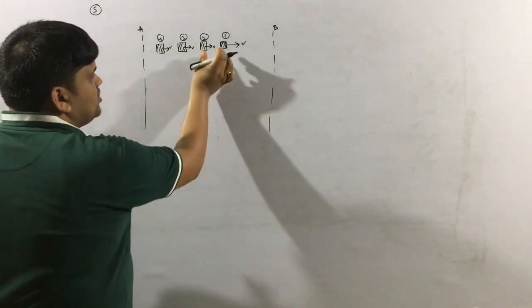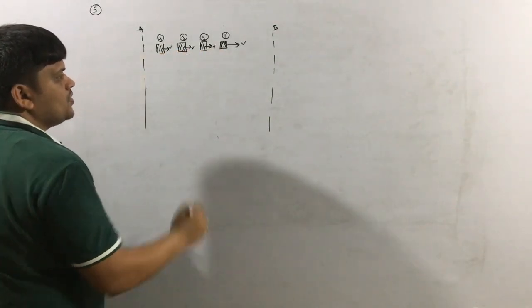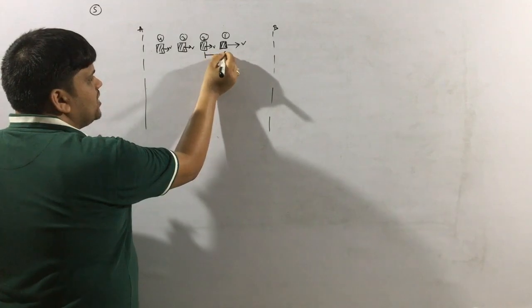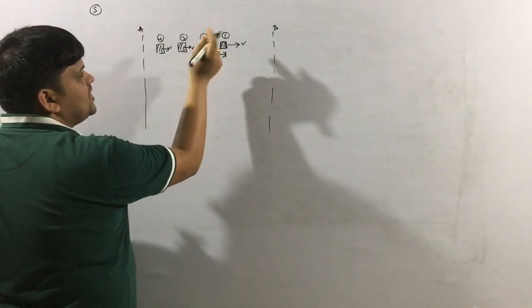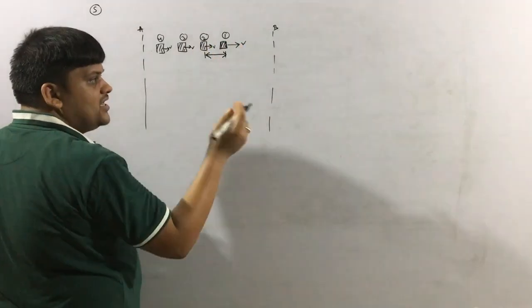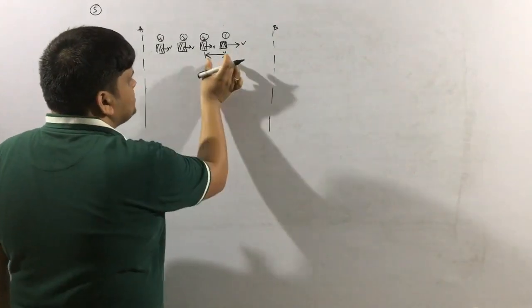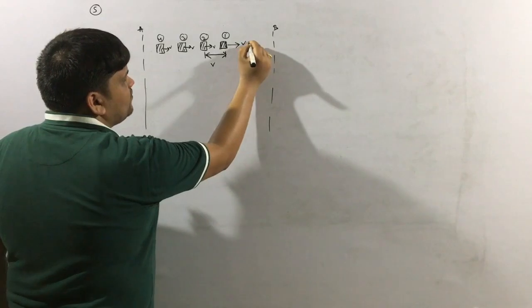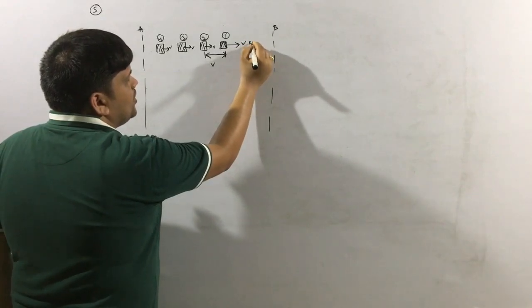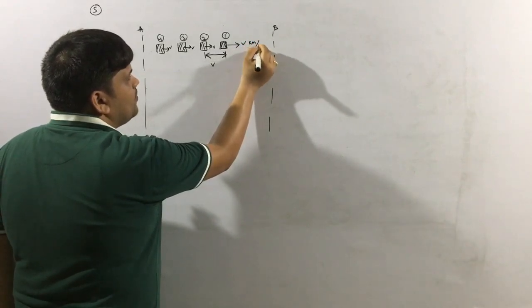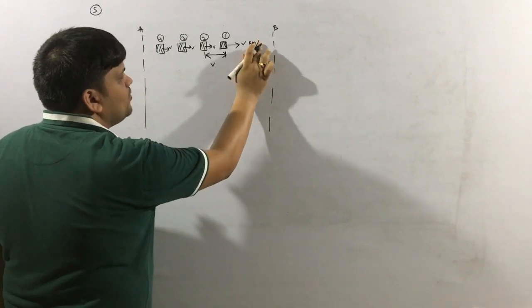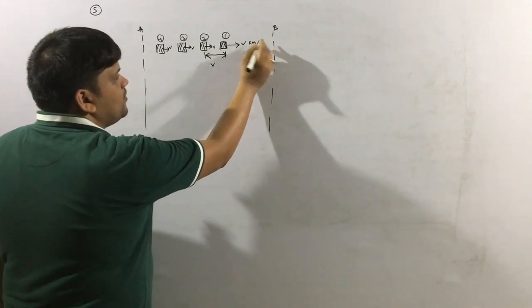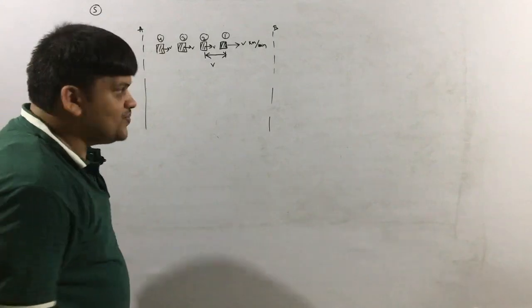So, obviously, what will be the distance between these? Since the speed is constant and this bus has started after a time of capital T minutes, this distance will be equal to how much? Let me write the speed V kilometer per minute.